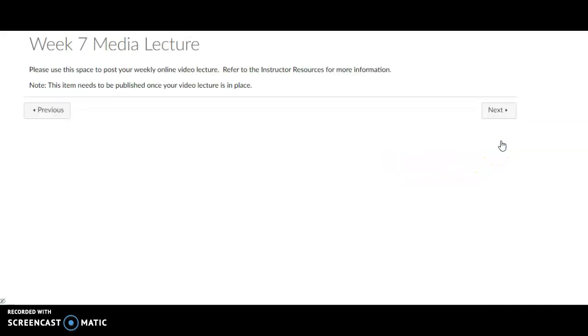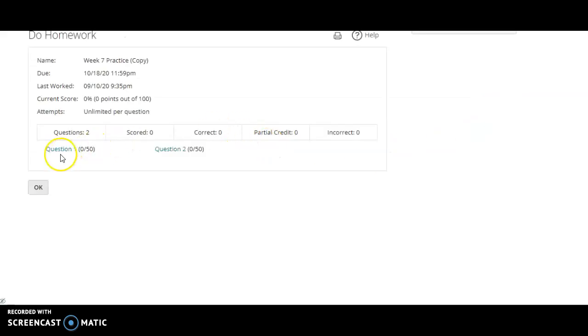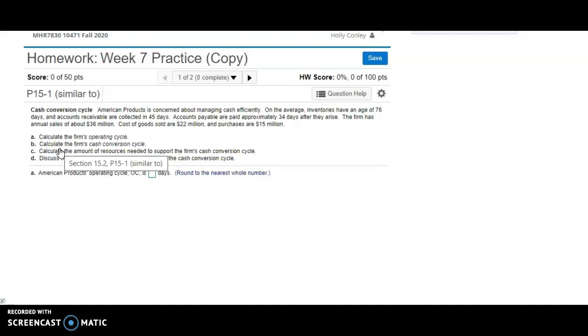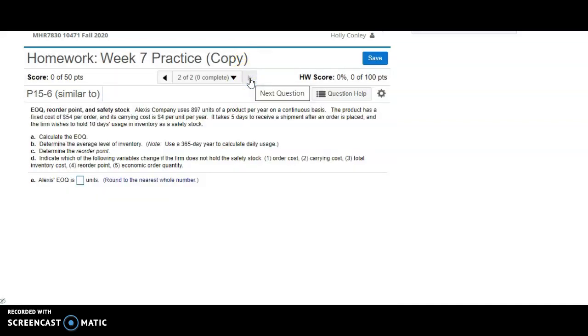And if we look at the practice for it, there are 2 practice problems. The first one deals with section 15.2, and it is having you calculate the firm's operating cycle, cash conversion cycle, and then determining the amount of resources needed for the firm's cash conversion cycle, and then doing a little bit of analysis.